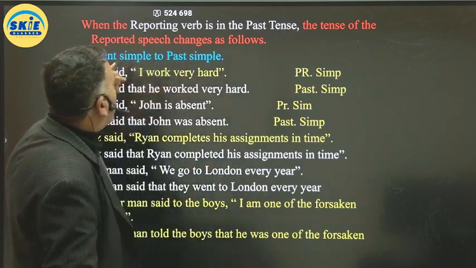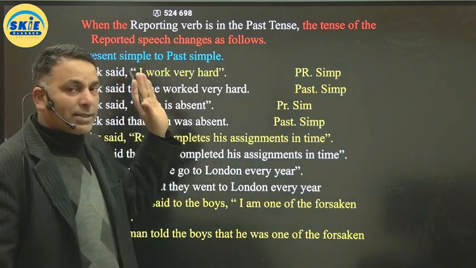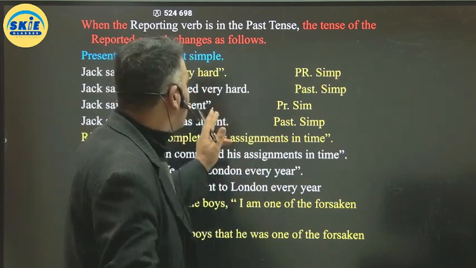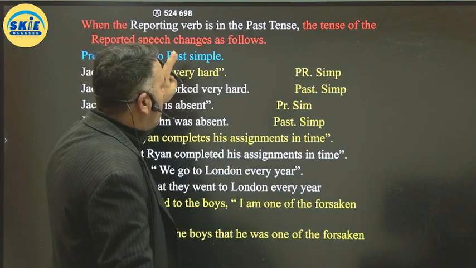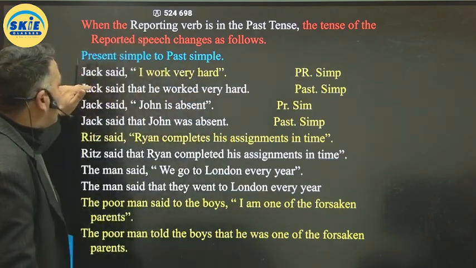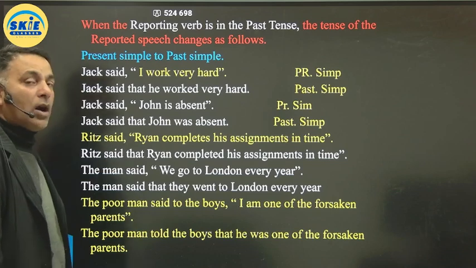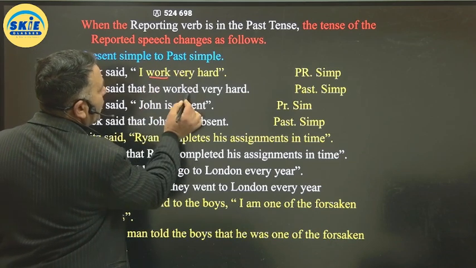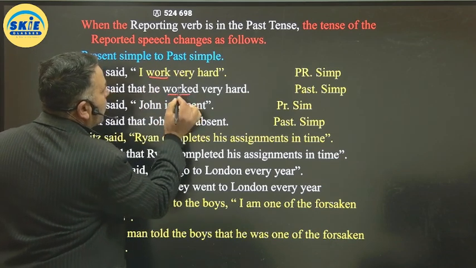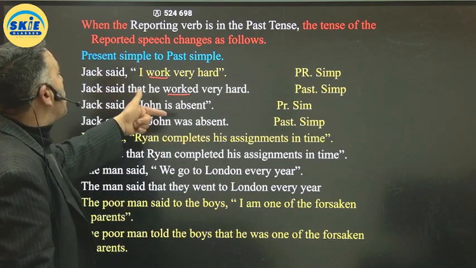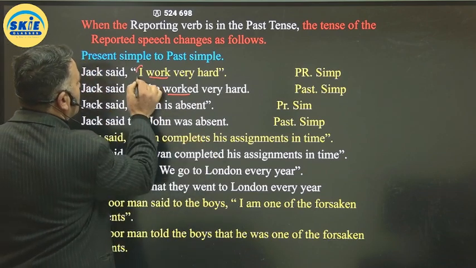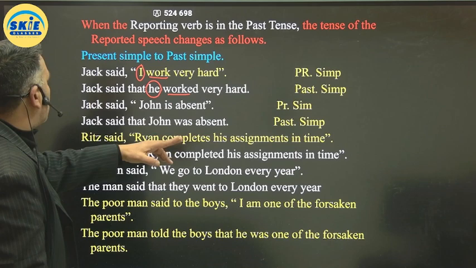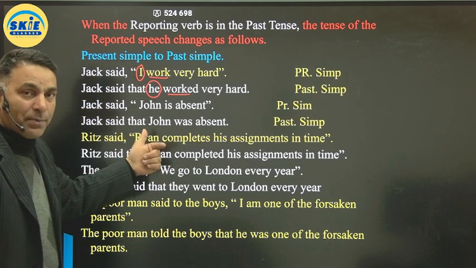Here it is. Present simple will be changed to past simple. When the reporting verb is in past tense, the present simple changes to past simple. Here are a couple of examples. Jack said, I work very hard. Now, work is present simple, and here it becomes past simple, worked. Jack said that he, because I has to change, the pronoun would change to he. He worked very hard.